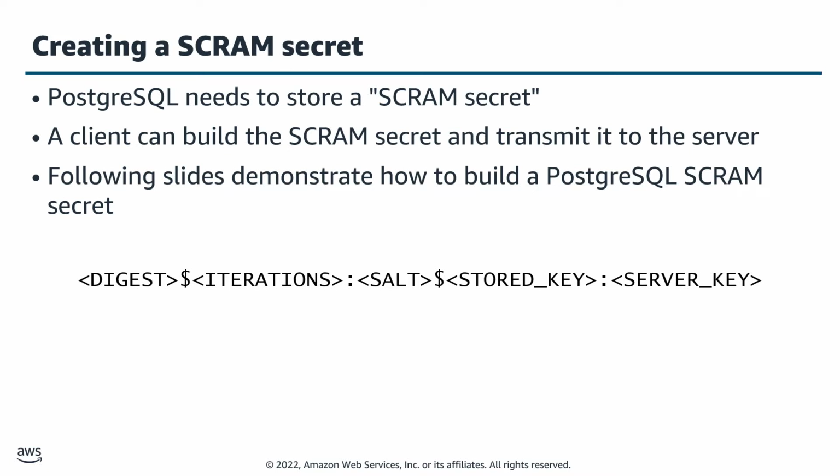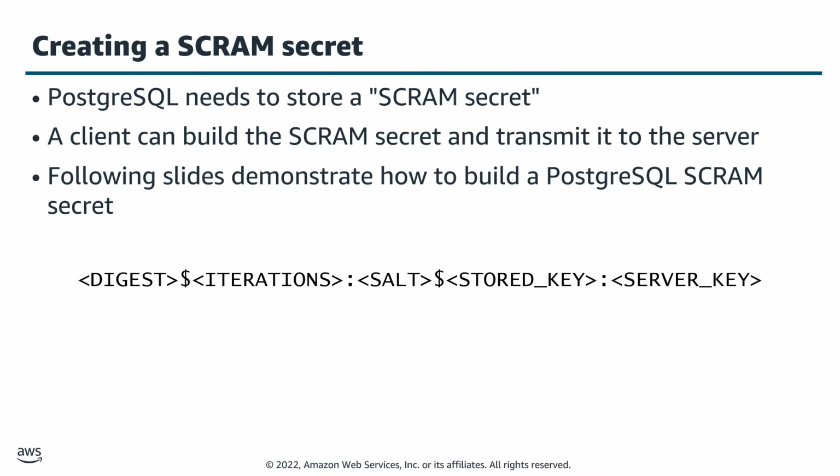So first, let's see how we build up a SCRAM secret. There are 5 parts that we need. We need to know what our algorithm is, the number of iterations that we're going to go through, a cryptographic salt, and something called a stored key and a server key. So we're going to dive a bit deeper and see how all these things are built up.